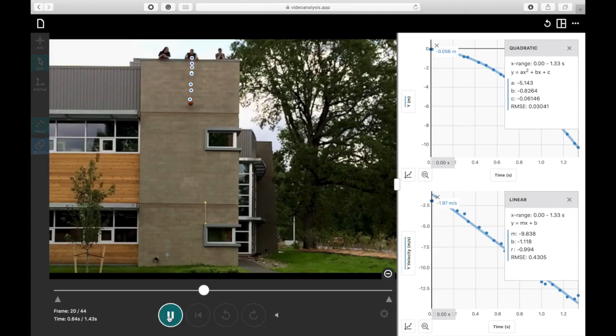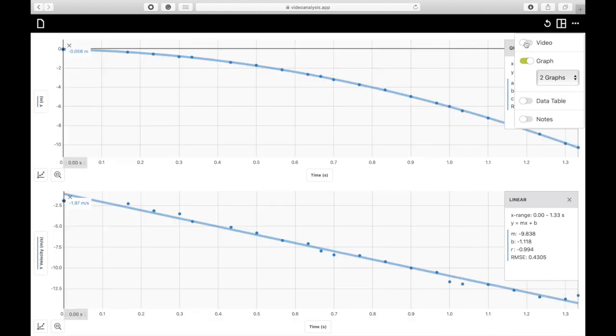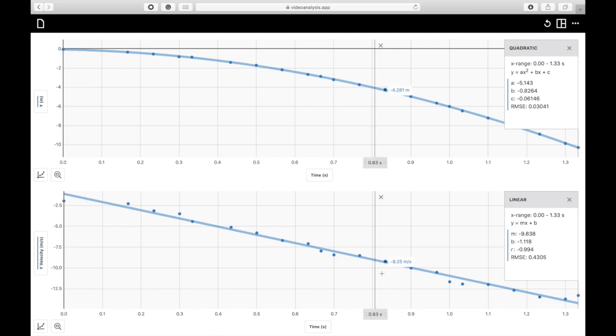Through a little video tracking experiment that I did with a falling ball. I used the stock video from Vernier Video Physics, and this is what I came up with. I've got a position versus time graph on the top with a quadratic fit, and a velocity versus time graph on the bottom with a linear fit, the slope of which is negative 9.84 meters per second squared.